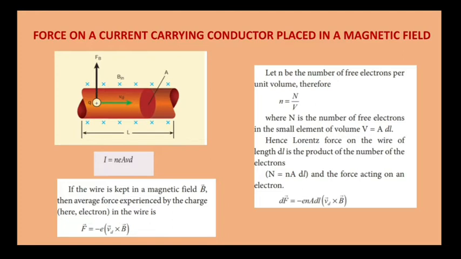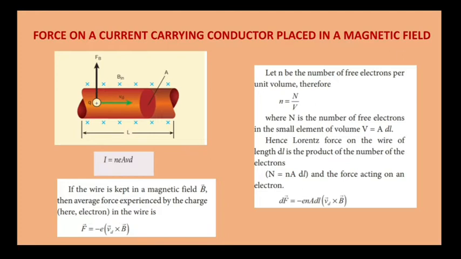If the wire is kept in the magnetic field B, then the average force experienced by the charge in the wire is F equal to minus e into Vd into B. So the current flowing and the forces felt are all in a particular direction, so we put a vector arrow mark above those letters. Okay? So F is equal to minus of e into Vd into B.